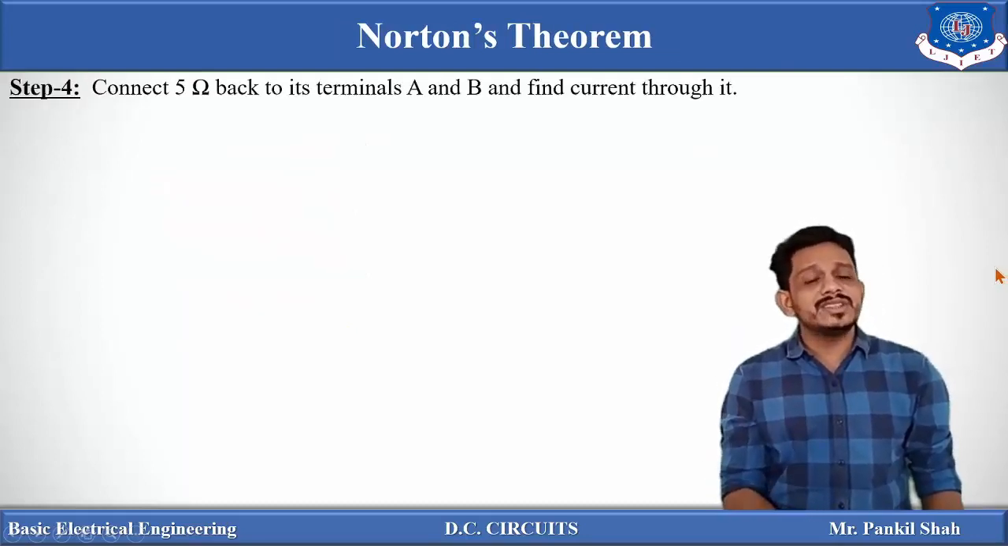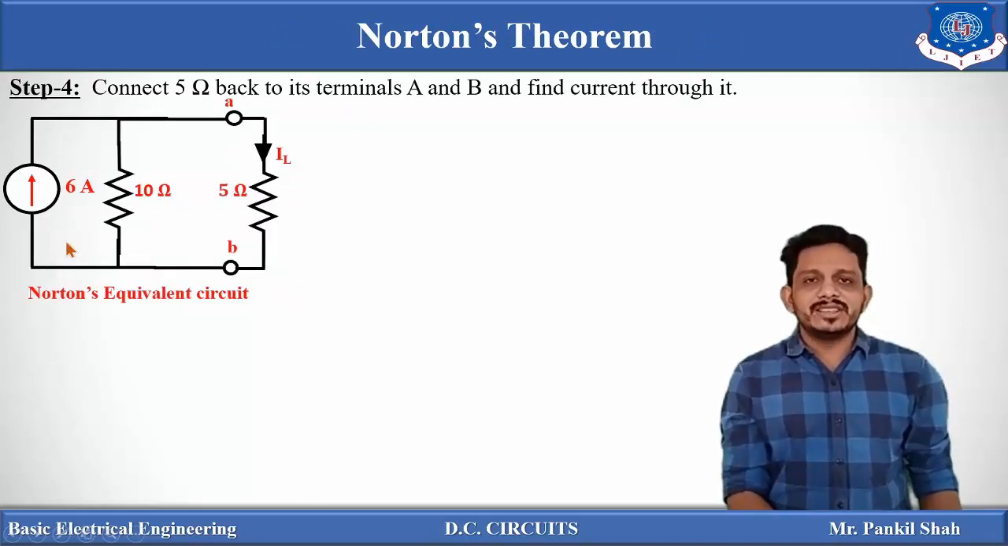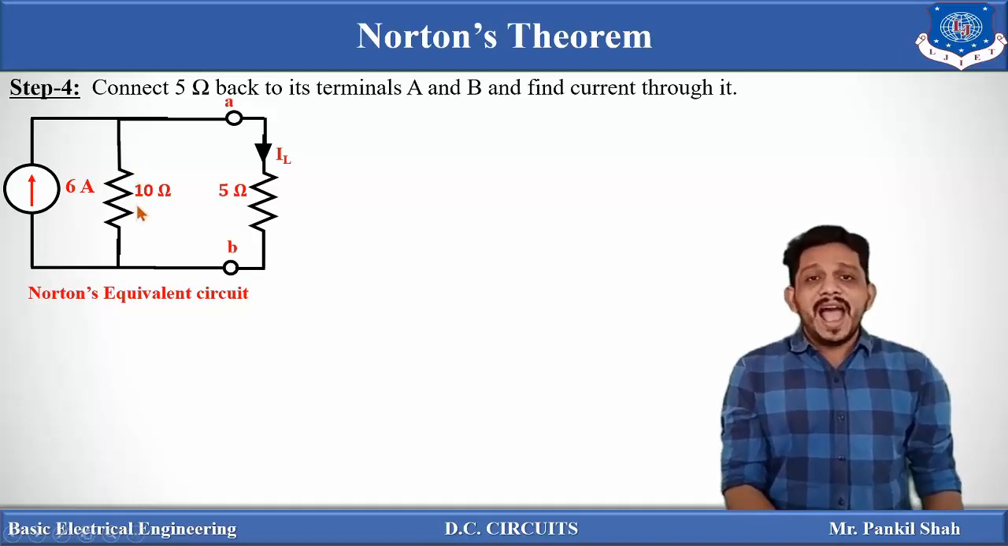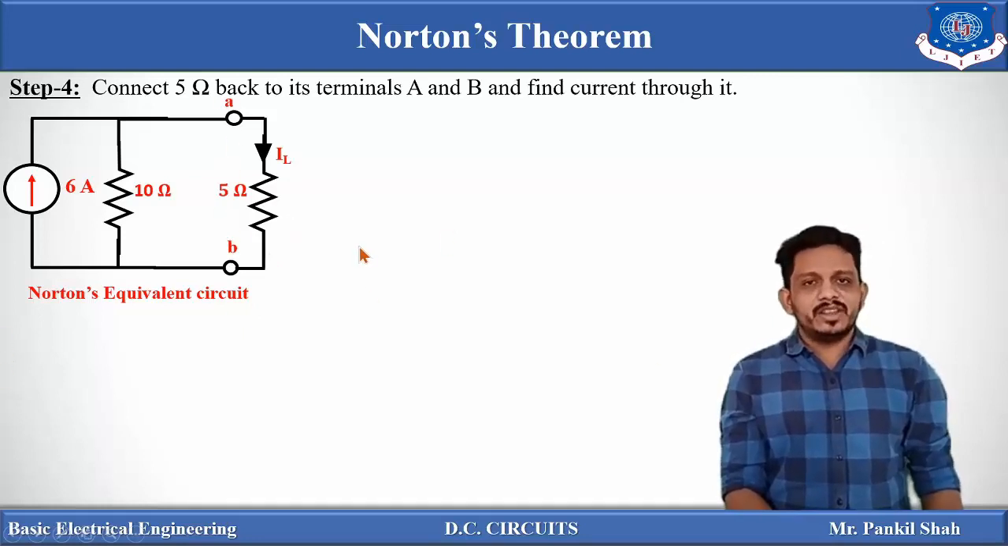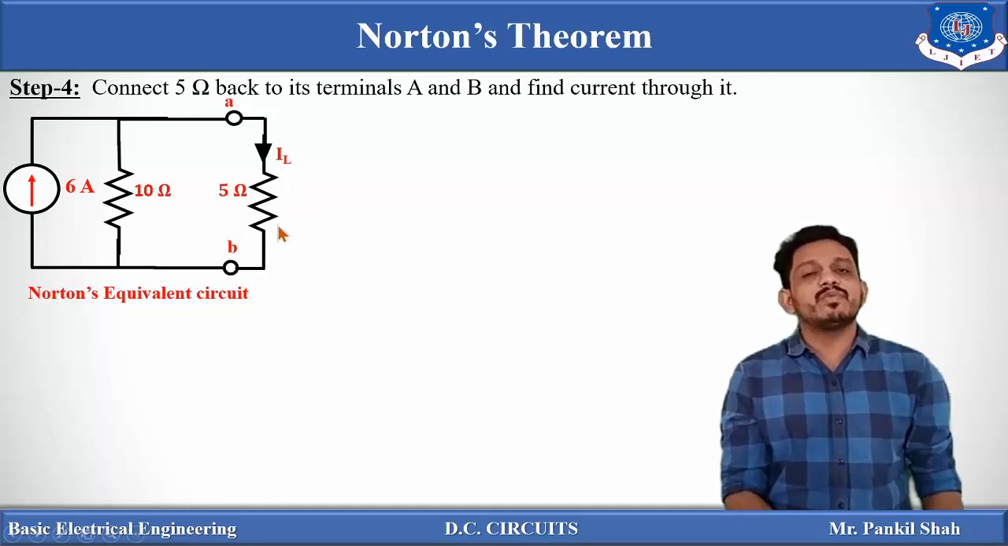Now what we have to do is draw the Norton's equivalent network. The Norton's equivalent network is nothing but the short circuit current ISC, that is 6 ampere, with the Norton's equivalent resistance in parallel to that current source, which is 10 ohm, and the load resistance connected back to the terminal A. So this is nothing but the Norton's current. Now our aim is to find the current flowing through this 5 ohm branch.